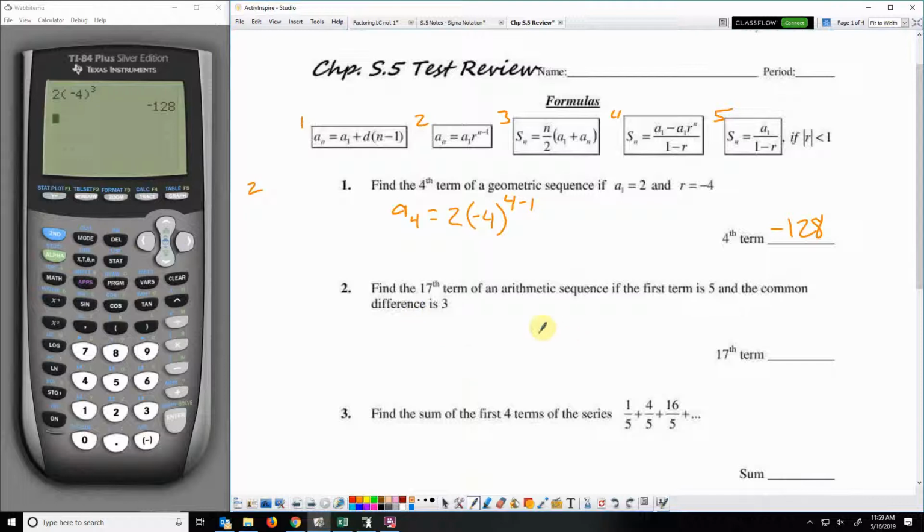17th term, again, it's not a sum, so it's one of these first two. Arithmetic, so it's formula number 1. Okay, so we're looking for a sub 17. Given that the first term is 5, the common difference is 3, n is 17 minus 1. So that's 5 plus 3 times 16. The 17th term is 53.